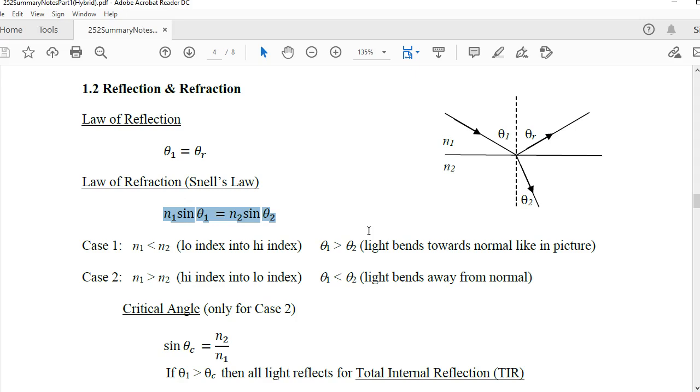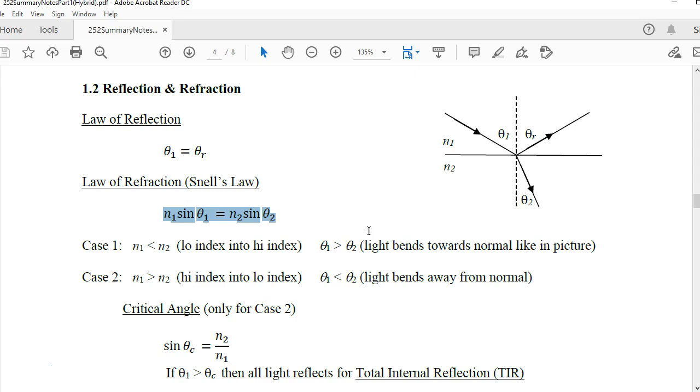And again, you can prove this using full-blown physical optics, looking at the electric and magnetic fields. Physical optics will give you the law of reflection and the law of refraction. It will also tell you how much light is reflected and transmitted. Okay, so let's again concentrate on Snell's law.